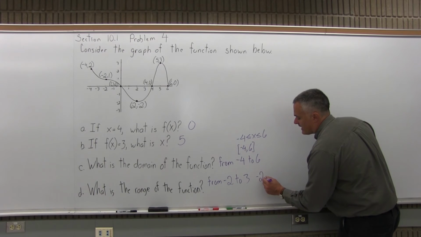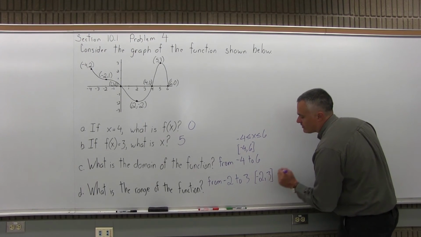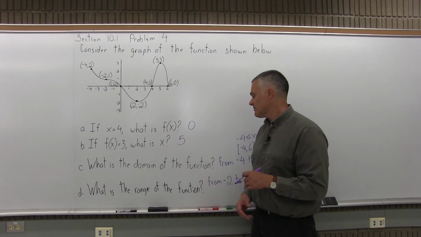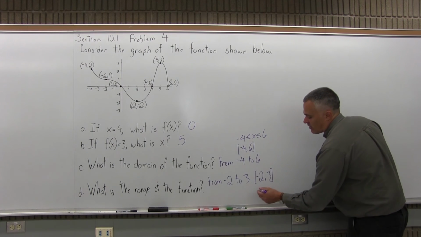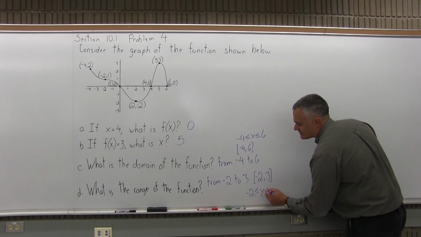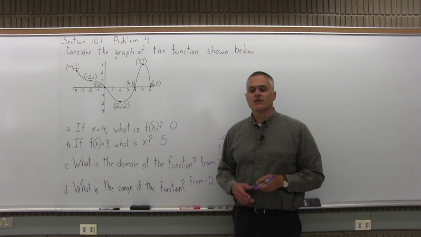You could write it -2, 3 with a bracket on the -2 and a bracket on the 3. If you're familiar with the notation, it's actually less writing, though you've probably seen it in a previous class. You may have forgotten it. And you could also write something like -2 is less than or equal to y is less than or equal to +3. I would be happy with any of those forms.